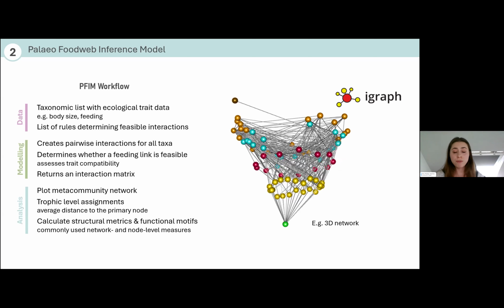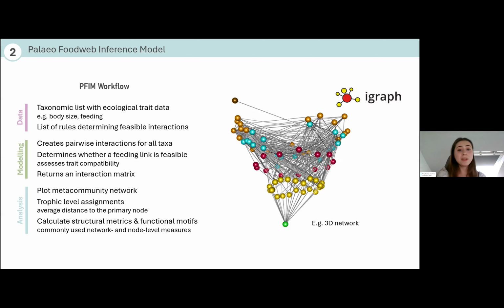So we tend to visualize this network as a 3D web using iGraph. But you don't have to do it this way. You can plot it in any way you like. You can do a 2D network if you'd prefer. And one thing I really want to quickly point out is that in each of these networks, the different colors represent different trophic levels. And the way that this model assigns trophic levels is by the average distance of a particular taxa node to the primary node.